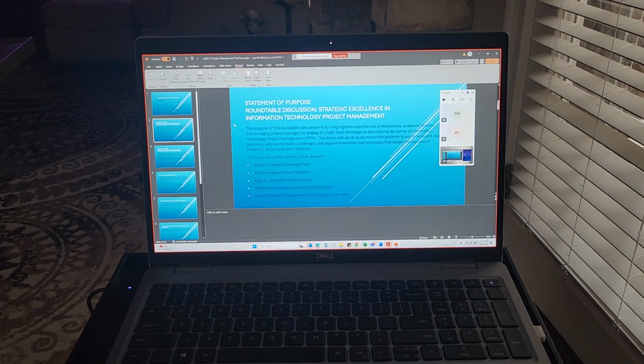The purpose of this roundtable discussion is to bring together experienced professionals, academic leaders, and emerging project managers to engage in a high level exchange of evolving discipline information in IT technology management. This forum serves as the interaction to examine expert level practices, address complex challenges, and explore innovative methodologies that shape the success of modern IT projects across the industry.